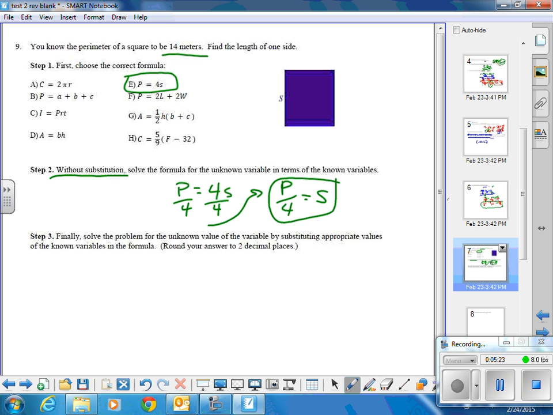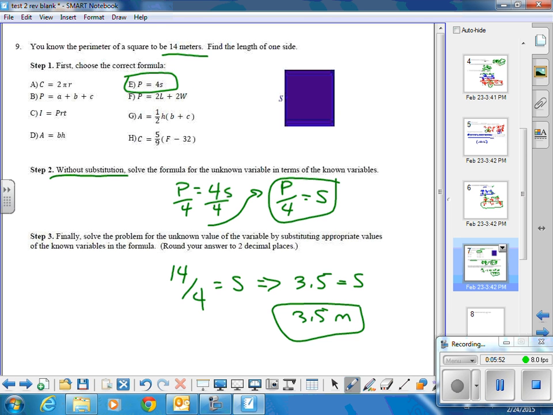So I solve for the unknown. S is my unknown. Then it says, finally solve the problem for the unknown value of the variable by substituting appropriate values in. Well, I know P is 14, okay? And I know that this is a 4 is equal to S. So I just go ahead and divide that, punch that into a calculator, and I end up with 3.5 is equal to S. So 3.5 meters is my final answer here.